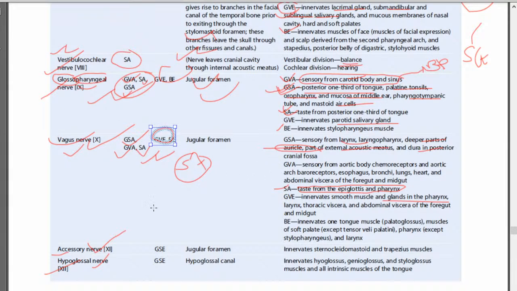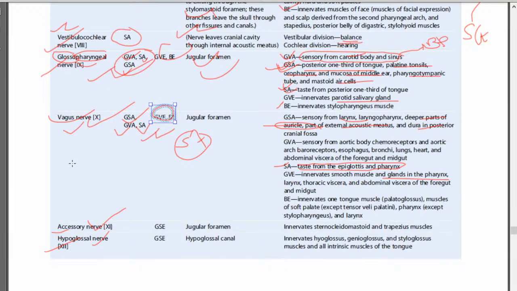Okay, that is one new thing that I learned today. The pharynx also has taste sensation, and it is carried by the vagus nerve to the brain. Therefore the vagus nerve has a functional component that is special afferent, afferent being that it carries information from the pharynx and epiglottis to the brain.